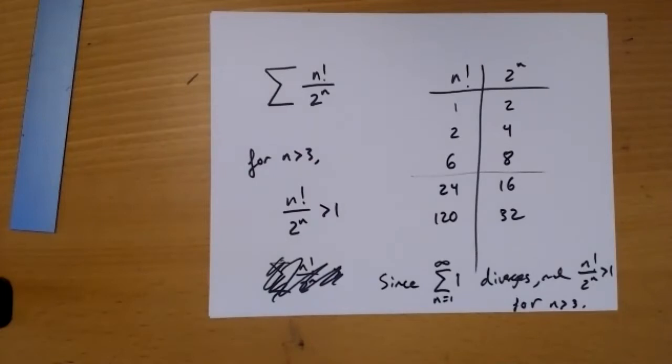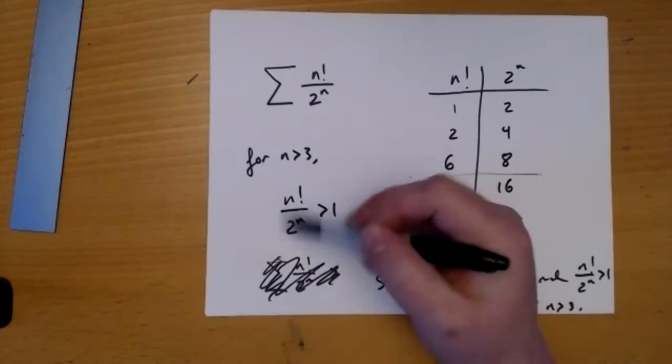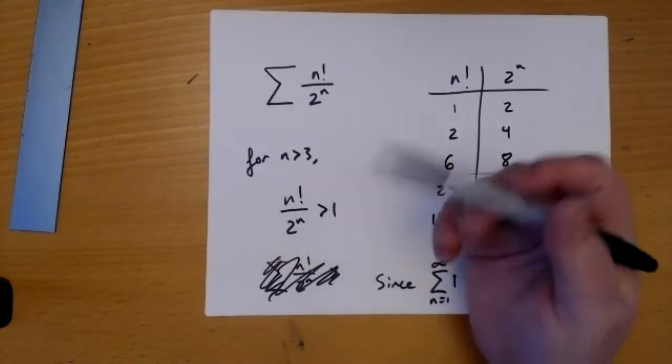Factorials grow really fast. They're like super crazy fast. So if you see a factorial, it's probably going to win in the tug of war of the numerator denominator fight. So you just needed to show that there was something underneath it that was also going to diverge. You could have done it in any number of ways, but all you really need to say is that there's something smaller than n factorial over 2 to the n that diverges.